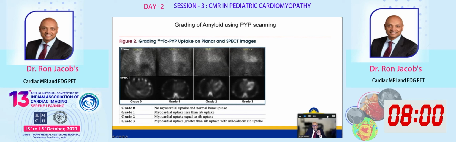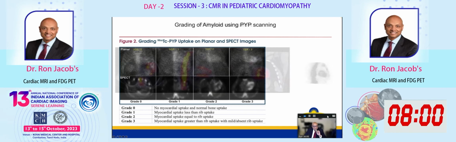What does that mean? Here's bone. This is the planar and the SPECT images. Here's bone uptake, and you're looking for uptake in the myocardium. Generally, the planar really adds not that much value if you have a good SPECT CT. You can see here that grade 3, it's brighter than bone. Grade 2 is as bright as bone. Grade 1, you can see something there, but it's not as bright as bone. And obviously, grade 0, you don't see any uptake.